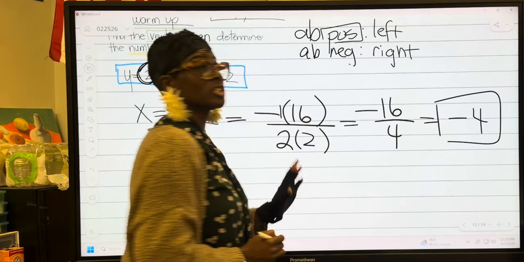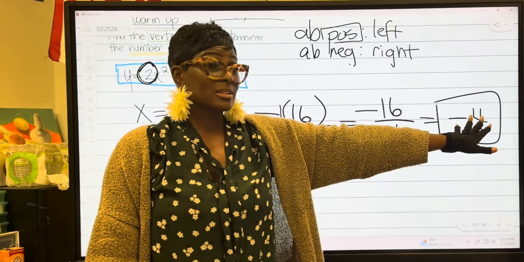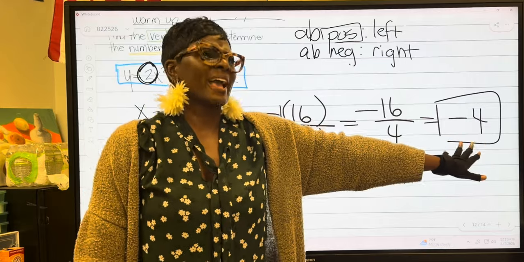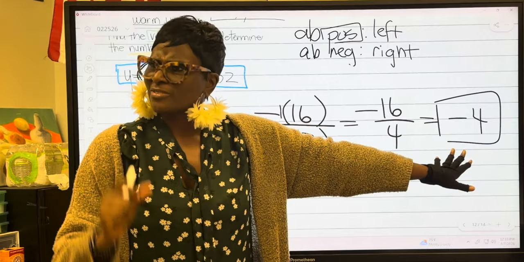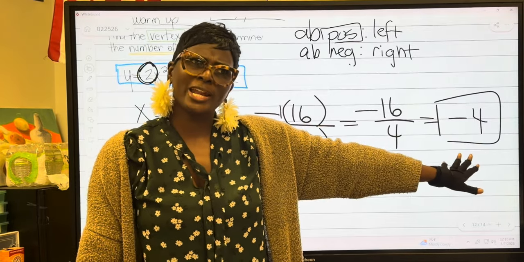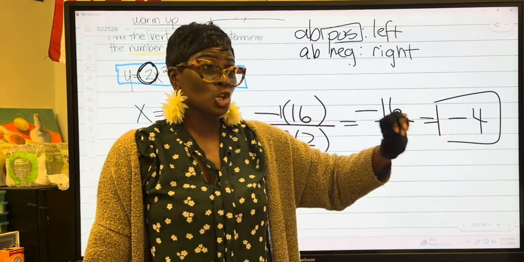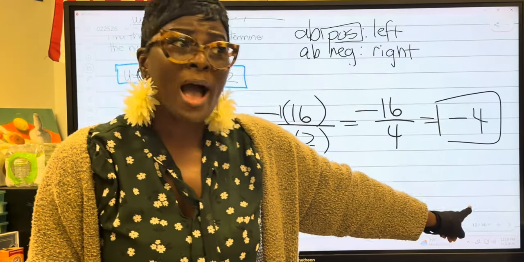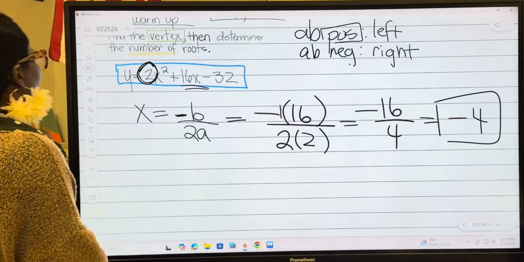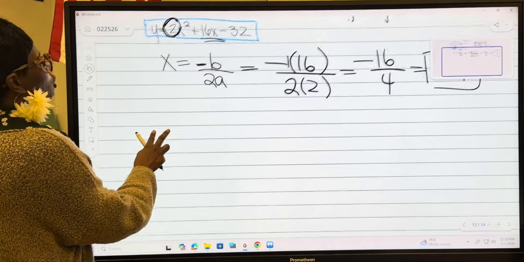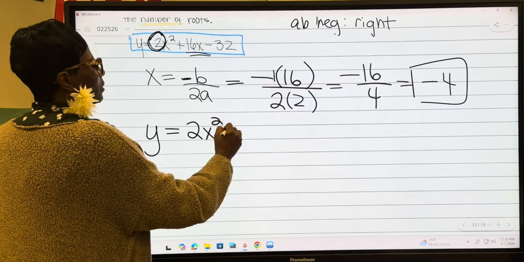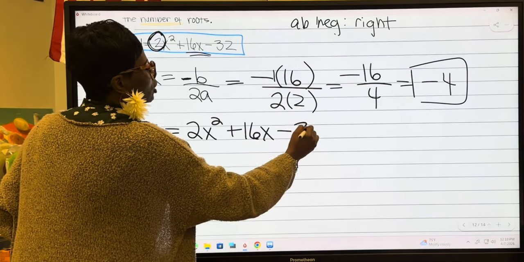Now, here's the question. Yes, you got this. But do you know what this is? It's X. What do you mean X? It's the X of our vertex. And how many coordinates do we need for our vertex? 2. How many do I have? 1. What am I going to do with this one? Plug it into my original problem. So let's go to our original problem. We're going to put y equals 2x squared plus 16x minus 32.